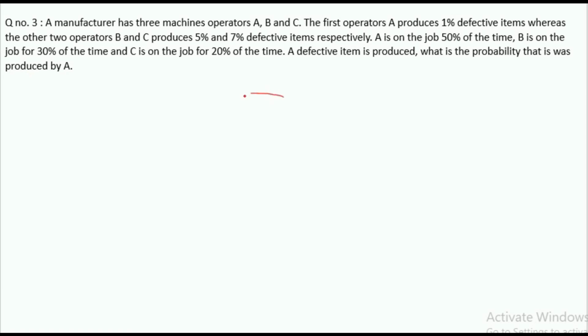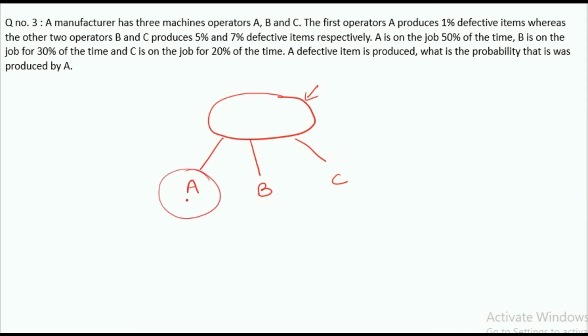So I have a company. It has machine A, machine B, and machine C. Now, suppose you go to the company and check. 50% of the time you will get this A, 30% of the day you will get this, and 20% of the day you will see this machine running. So these are the probabilities.